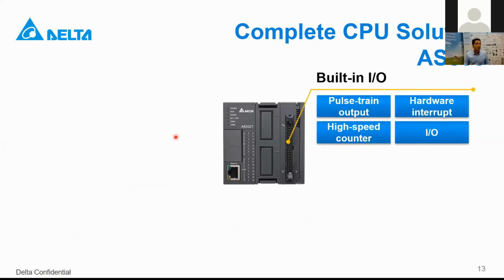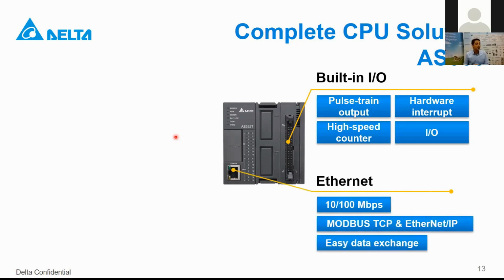And this is AS series. Let's move on to AS series. In AS series, we have 2 main models, AS300 and AS200. So this is 300, and 300 has a built-in I/O. And this built-in I/O supports pulse output, hardware interrupt, high-speed counter, and standard input-output points. And we have Ethernet port on it, which supports Modbus TCP and Ethernet IP. And at the same time, it can be used for programming as well. We have RS485 port. At the bottom, we cannot see right now, but we have 2 ports for RS485.